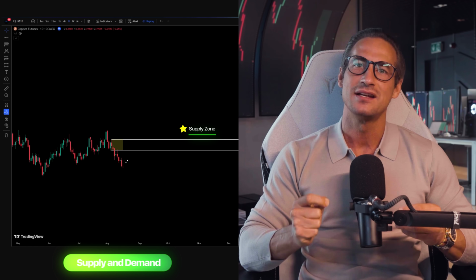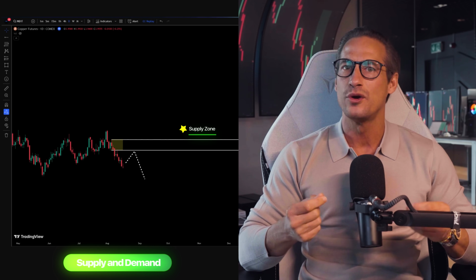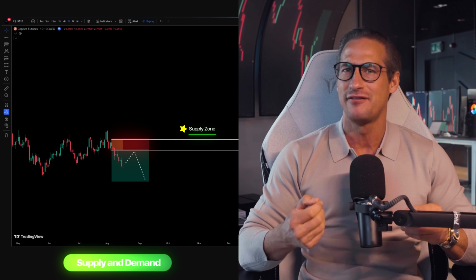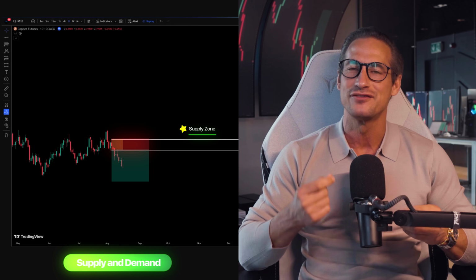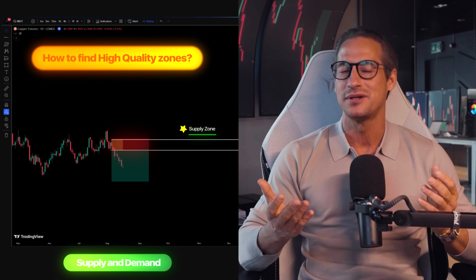Ideally, we want to trade the first touch. And our goal here is to make 3 Rs, a very realistic risk to reward ratio, and a very good probability of success. Alright, how can we spot these zones?